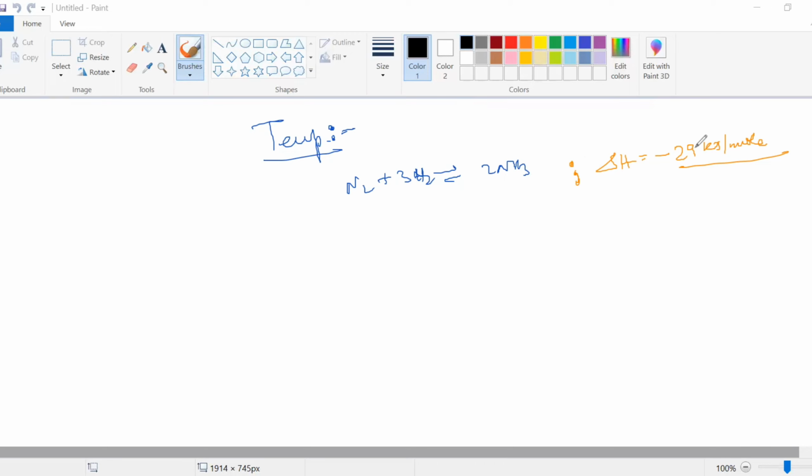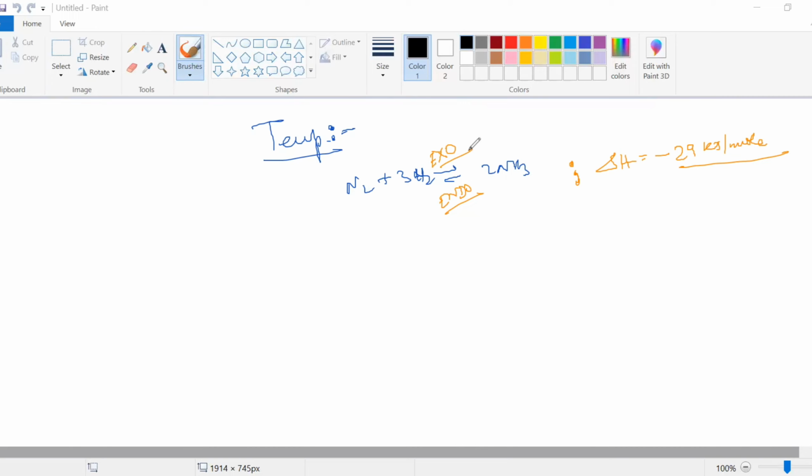Now over here, we have to understand that whenever we are seeing this data, delta H negative in kilojoules per mole, what does it tell you? It tells you that the forward direction is exothermic, and the backward direction is endothermic. Is it clear? It tells you the forward direction is exothermic, the backward direction is endothermic. Any questions?